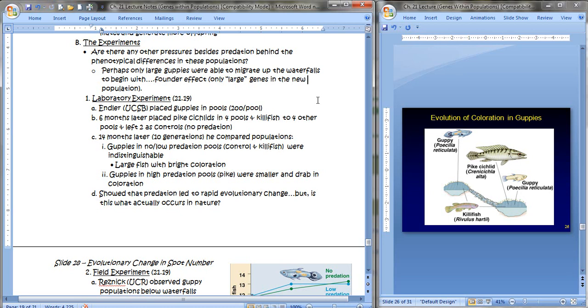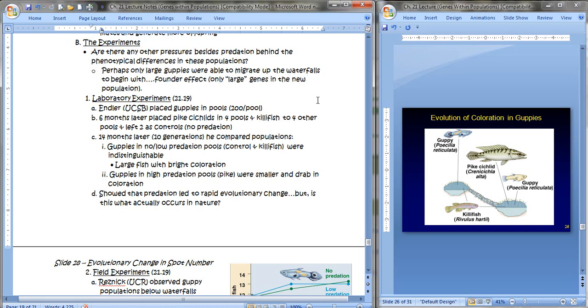The guppies that were in the no predation pools, which are the controls, and the low predation pools, the killifish, were indistinguishable, could not tell them apart. They both contained large fish with bright coloration. Remember, these all came from the same group of guppies. The guppies in the high predation pools with the pike ended up smaller and drab in coloration. Now, guppies don't live very long, so these aren't the exact same fish. These are their offspring, their offspring's offspring, etc. Now, this showed that predation led to rapid evolutionary change.